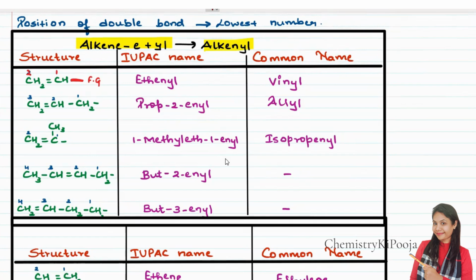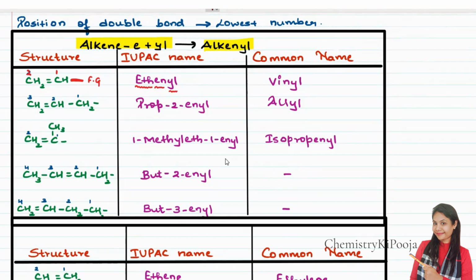So, the word root over here we are going to use is eth. Those who don't know the meaning of word root, suffix, prefix, please go through my previous video. The word root over here is eth, and then the primary suffix is en, depending upon the double bond. And then this will be yl. So, ethenyl is the IUPAC name. Whereas coming to the common name, it is the vinyl group.